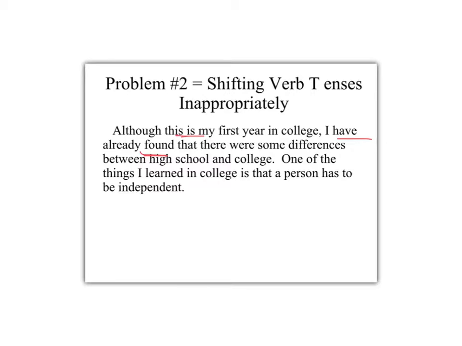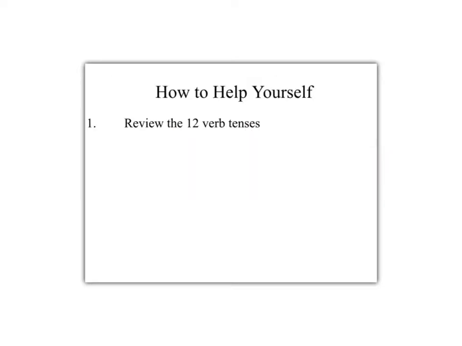But then she continues that there were some differences between high school and college. Well, she's still in college. She's still in her first year and she's still finding differences. So this would be wrong. She would need to say that there are some differences between high school and college. One of the things I learned in college, but she's not finished. She's still in college. So she would have to say, one of the things I have learned in college is that a person has to be independent.